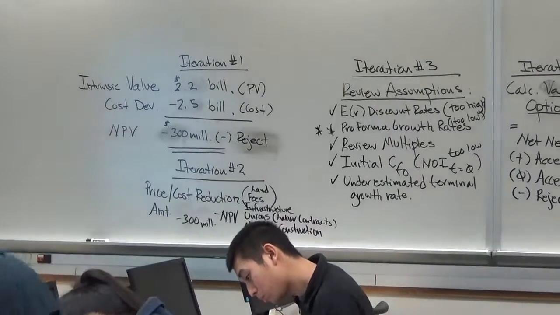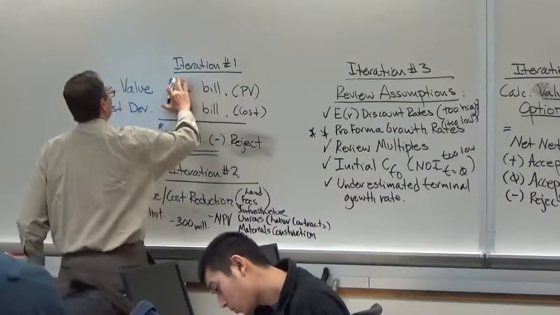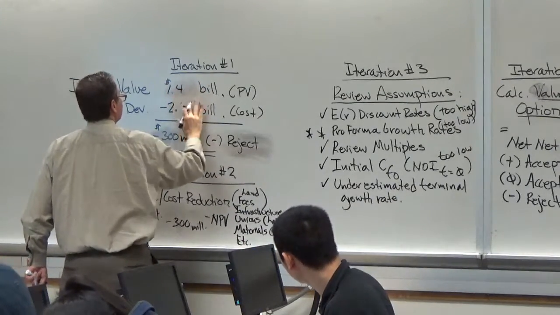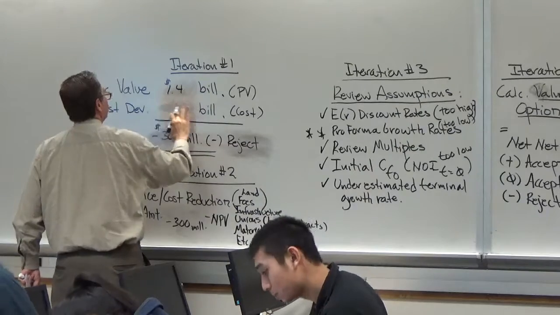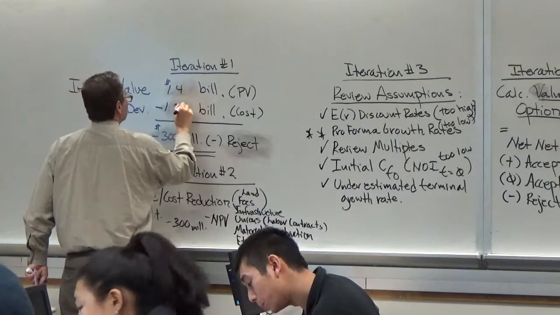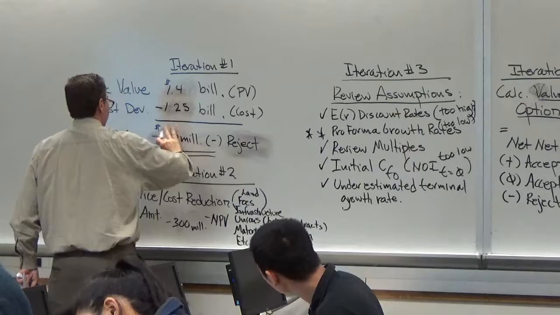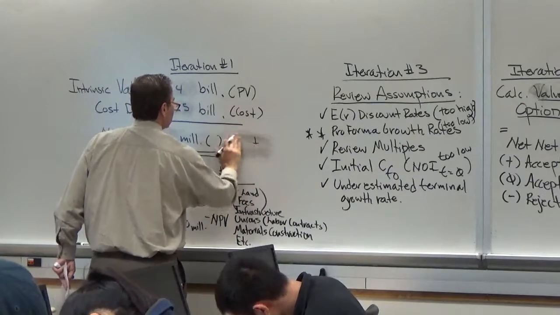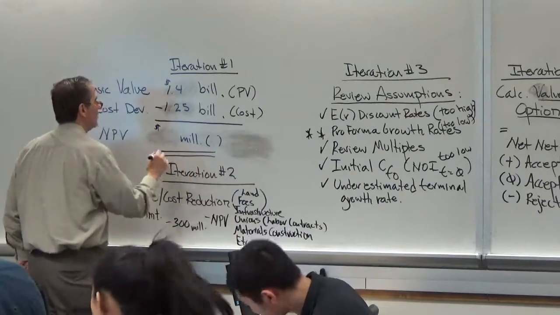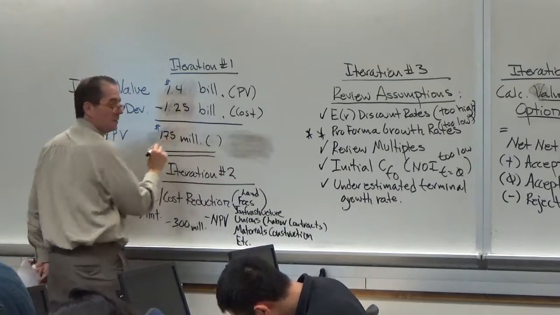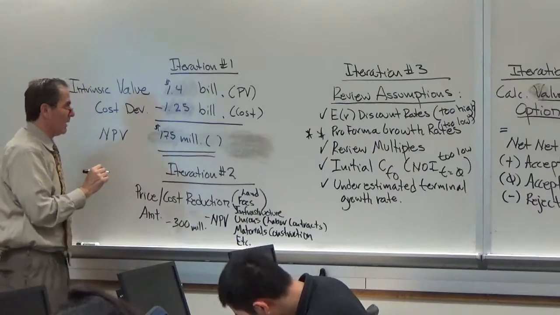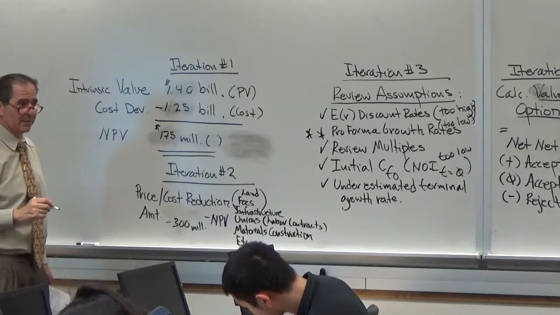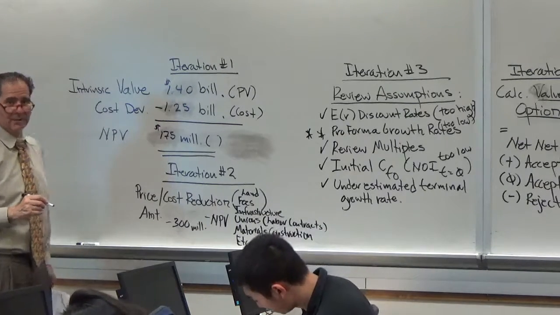What's the cost of development? 1.25. Got it. And what's the net present value? 175 million? Is that right? Yeah, it's 175 million?